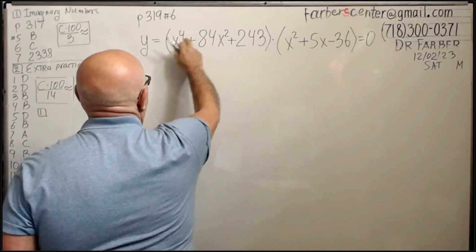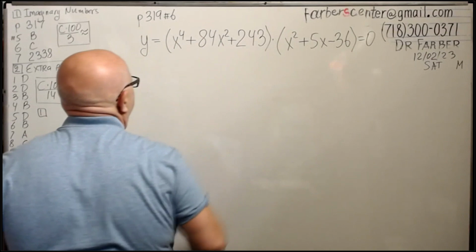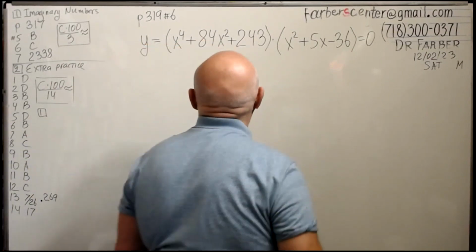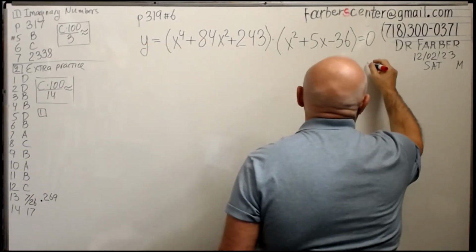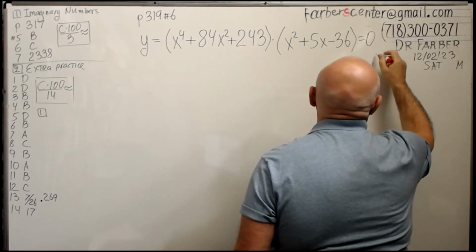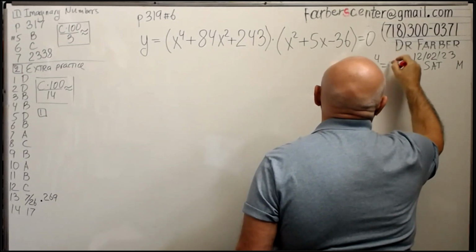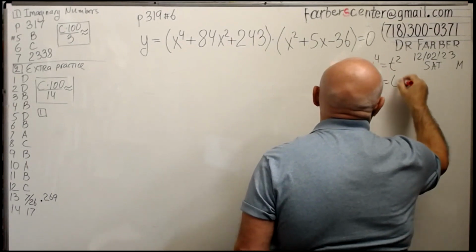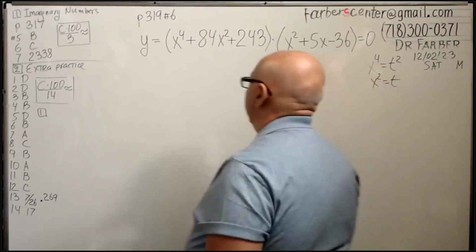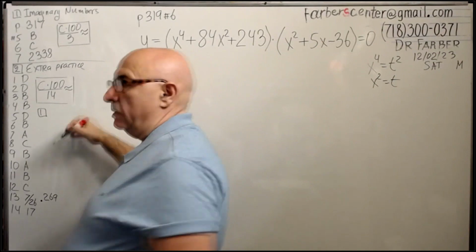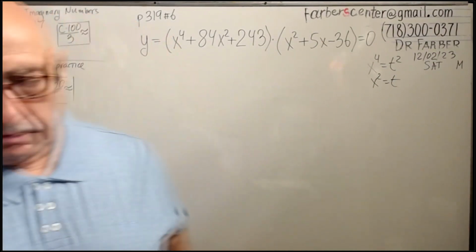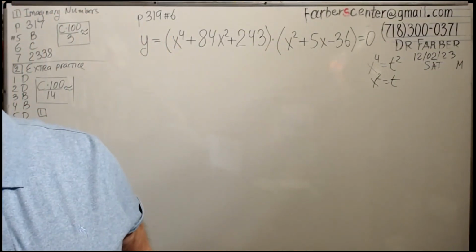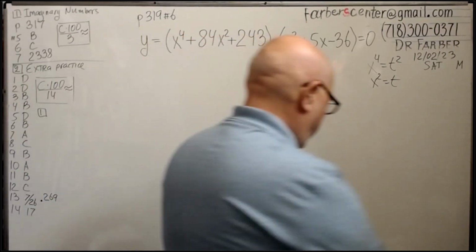Since these are even powers, you can make a substitution. For instance, x to the fourth equals t to the second, or x to the second equals t. I can rewrite this equation. Does anybody need this answer, students? Raise your hand. Nobody needs answers. Okay, good.